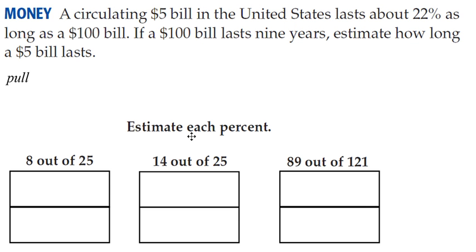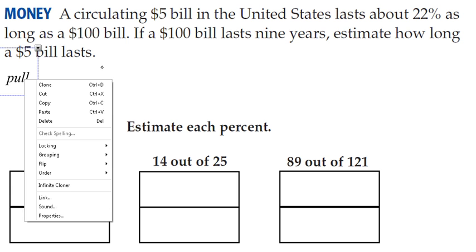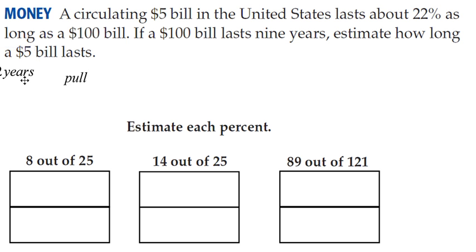A circulating $5 bill in the United States lasts about 22% as long as a $100 bill. If a $100 bill lasts 9 years, estimate how long a $5 bill will last. Well, a $5 bill, we said, lasts about 22% as long. And 22% is pretty close to 25%. Or actually, we're going to use 20%, and that's about 1/5 as a fraction. And 9 years is close to 10 years, so we're going to approximate that as 10 years. These two numbers are compatible, 5 and 10, which gives us about 2 years.